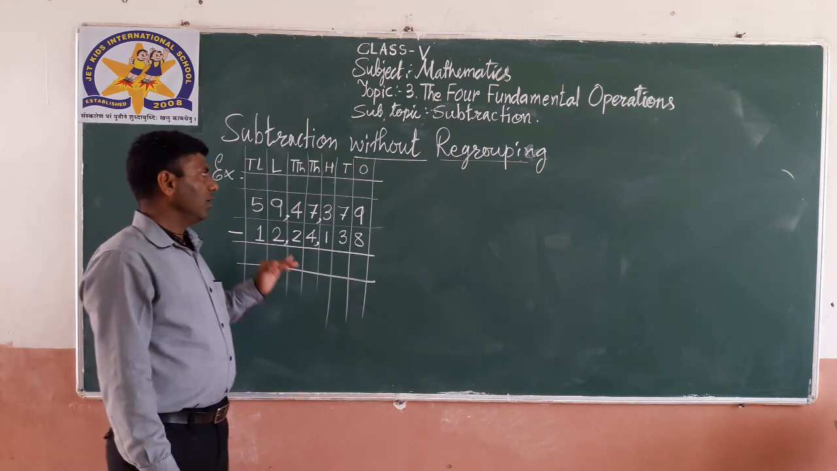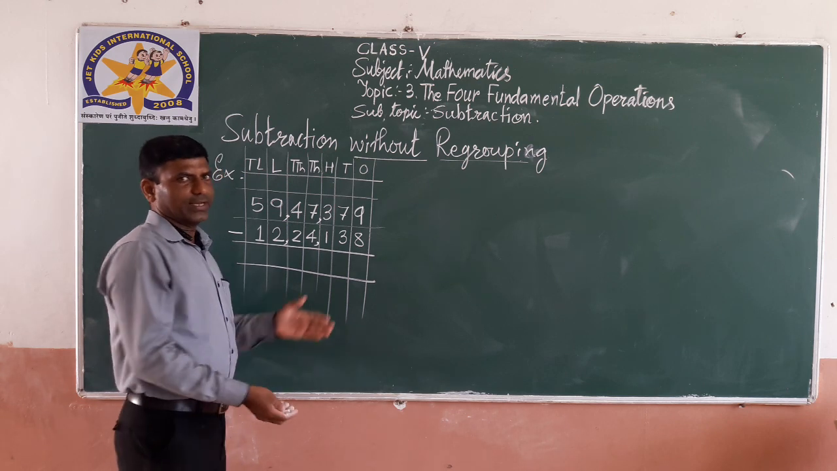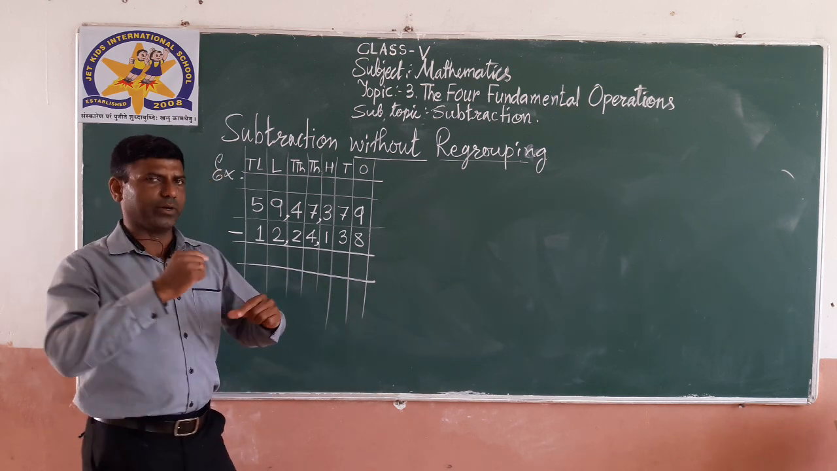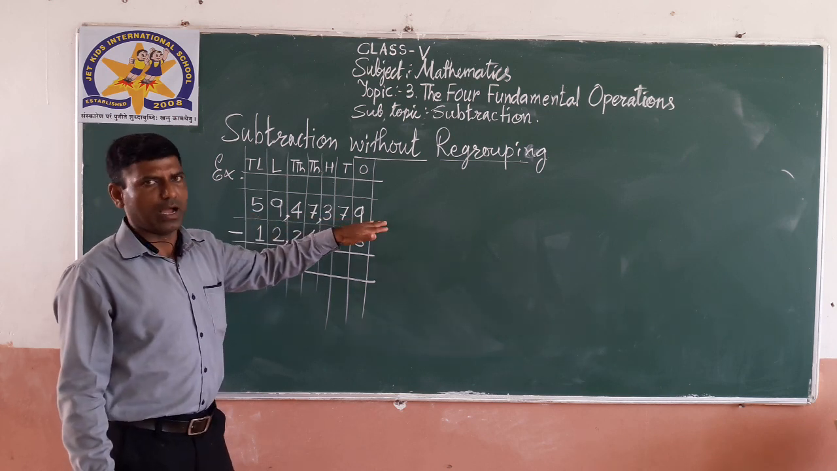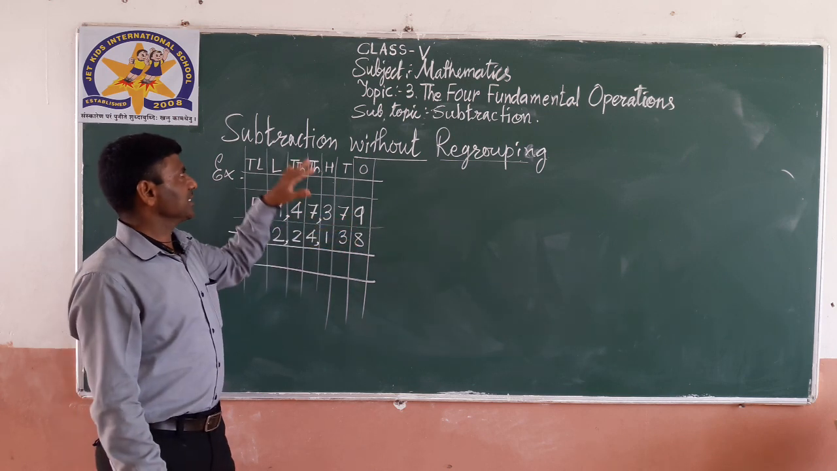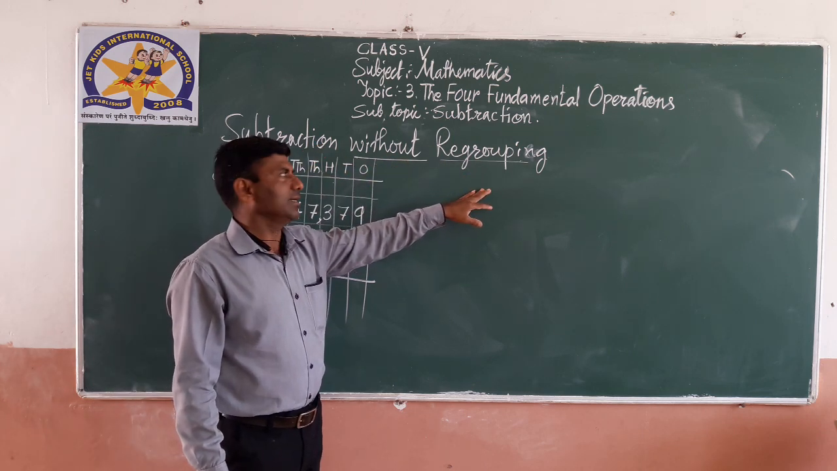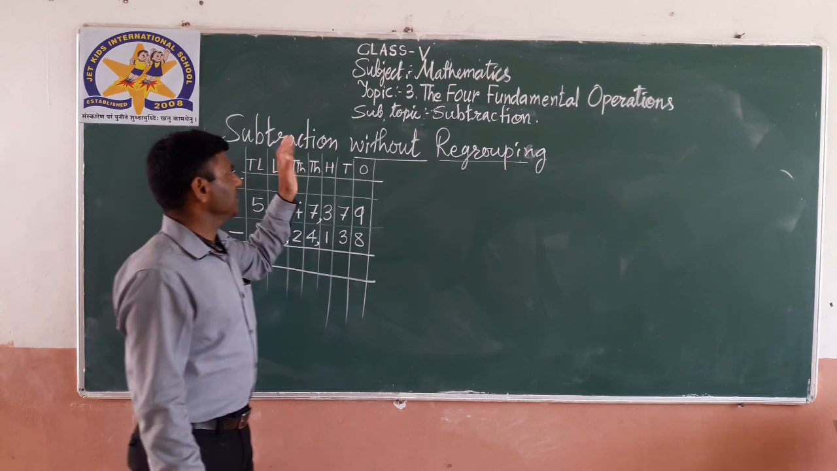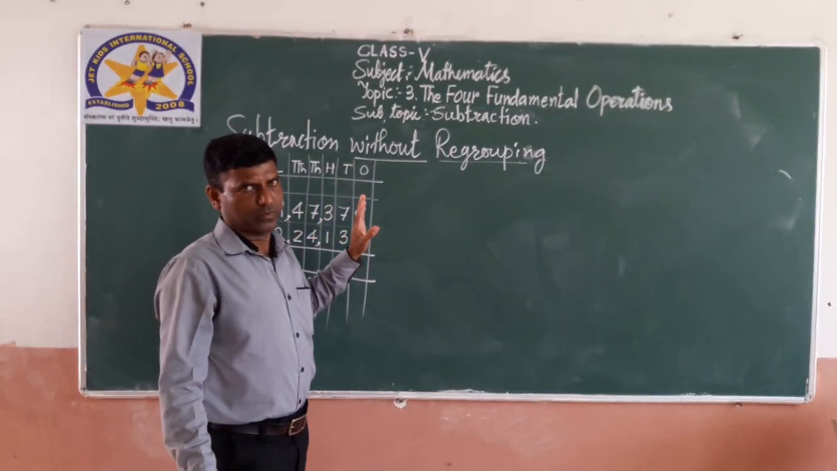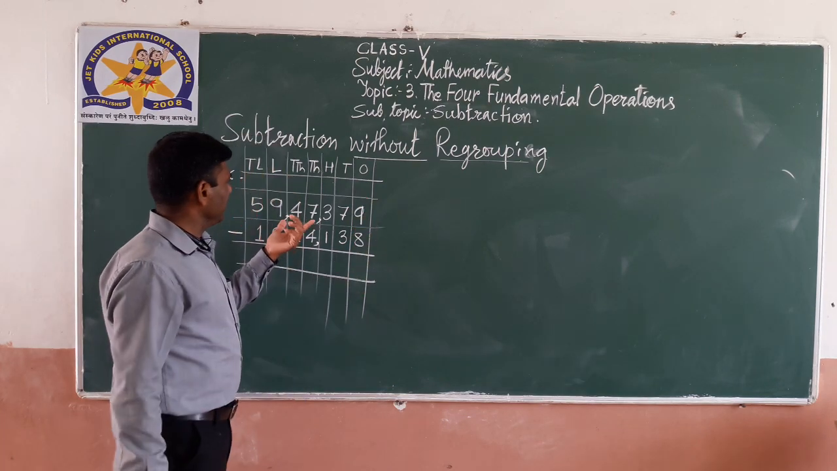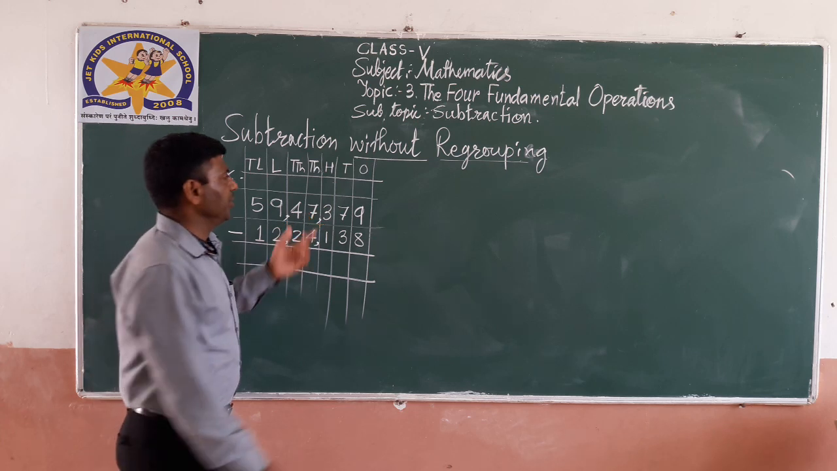Now, see what we are doing? We are subtracting the smaller number from the bigger number. So obviously we are writing the bigger number up. Right? This is subtraction without regrouping. Understand? Without regrouping there is no need to take a borrow. The bigger number, the bigger term, we call it the minuend.